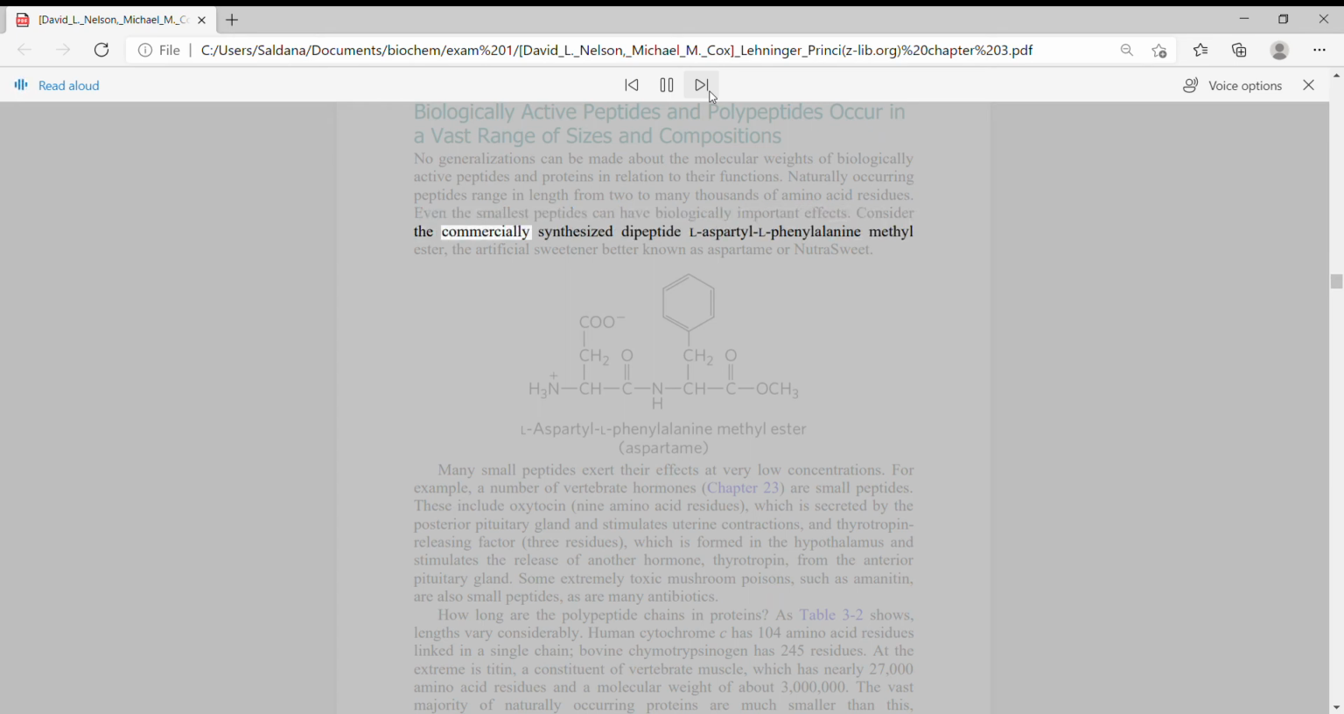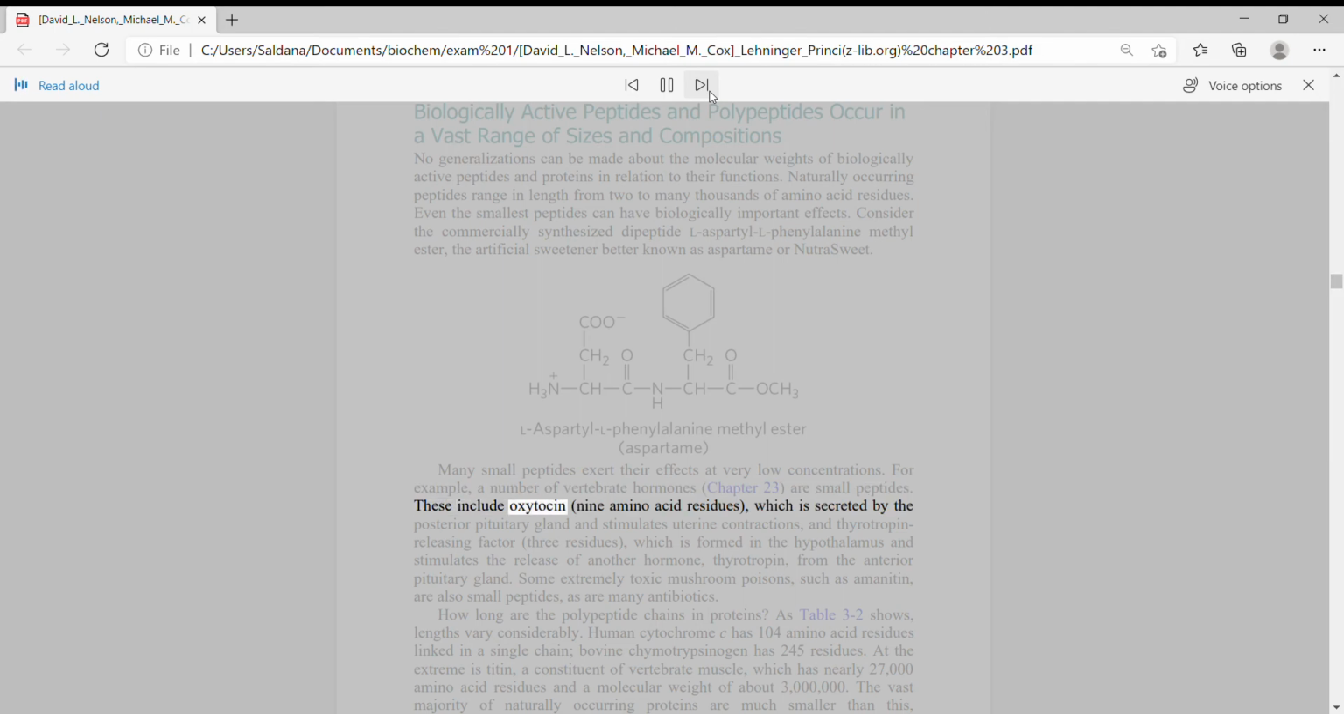Consider the commercially synthesized dipeptide L-aspartyl-L-phenylalanine methyl ester, the artificial sweetener better known as aspartame or NutraSweet. Many small peptides exert their effects at very low concentrations. For example, a number of vertebrate hormones (Chapter 23) are small peptides.